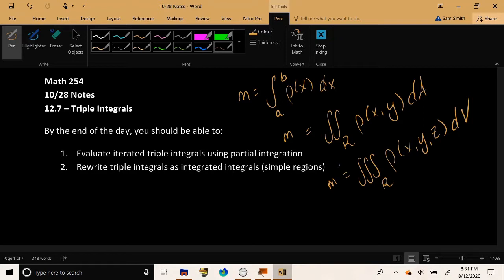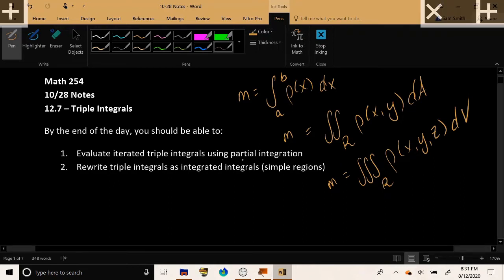three-dimensional object. Now, just like with double integrals, we're going to have to build up some skills to even get started on those calculations. The first thing that we're going to do is use partial integration to evaluate something called an iterated triple integral, just like we had iterated double integrals in the previous sections. The next thing that we're going to want to do is rewrite triple integrals over three-dimensional regions as iterated integrals so that we can actually calculate them. So that's the same process that we did with double integrals, except going up just one more dimension.